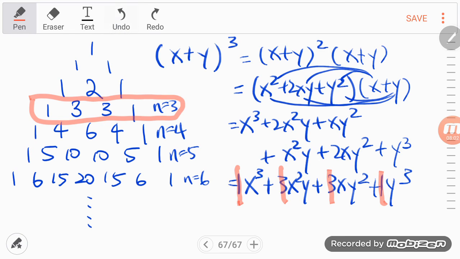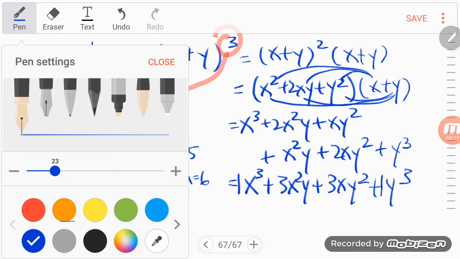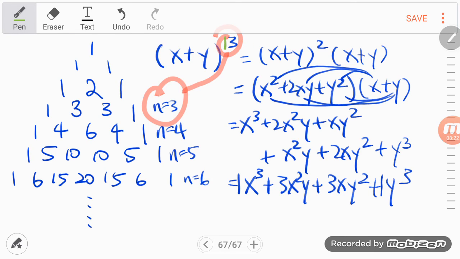So what do you think n equals 3, what I have here, what does that represent? That simply represents the power, the exponent that we're trying to expand here, right? So let's say instead of 3, I had 13. Then I would have to do this all the way down to n equals 13, which will take us some time, right?